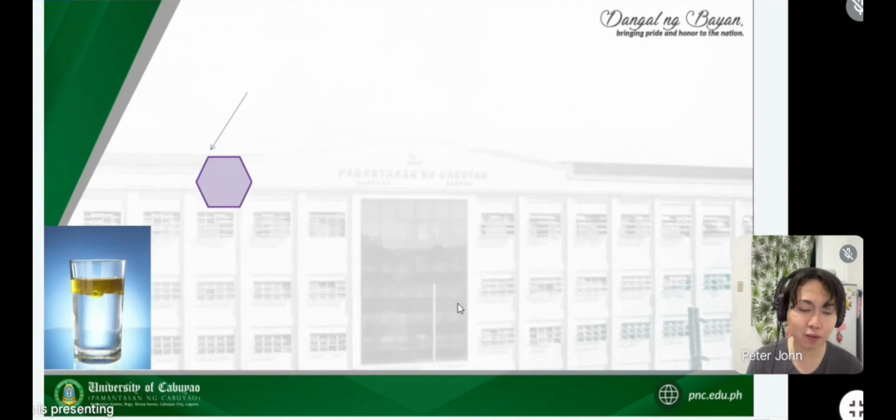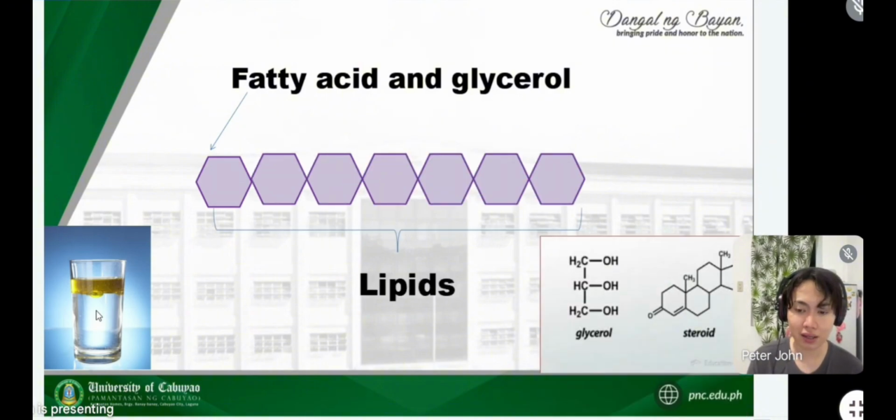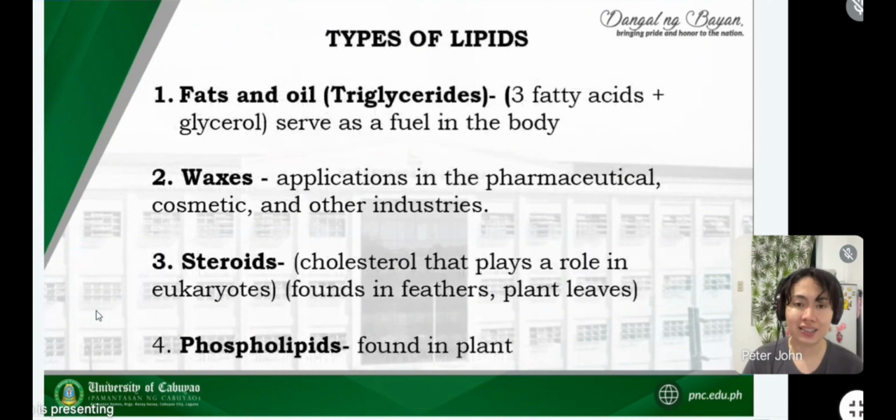Okay, so ayan po yung illustration natin kanina. Kung nakikita na yung oil and tubig is hindi nagsasama. So, ayan. Yung isa lang, fatty acid and glycerol. Then, to form a lipid. So, ayun po. Ayan. So, we have also the major types of lipids. We have the fats and oil, or also known as glycerides, or a 3 fatty acid plus glycerol serve as a fuel in our body. Yes, often, yan yung makikita natin sa mga katawan natin.